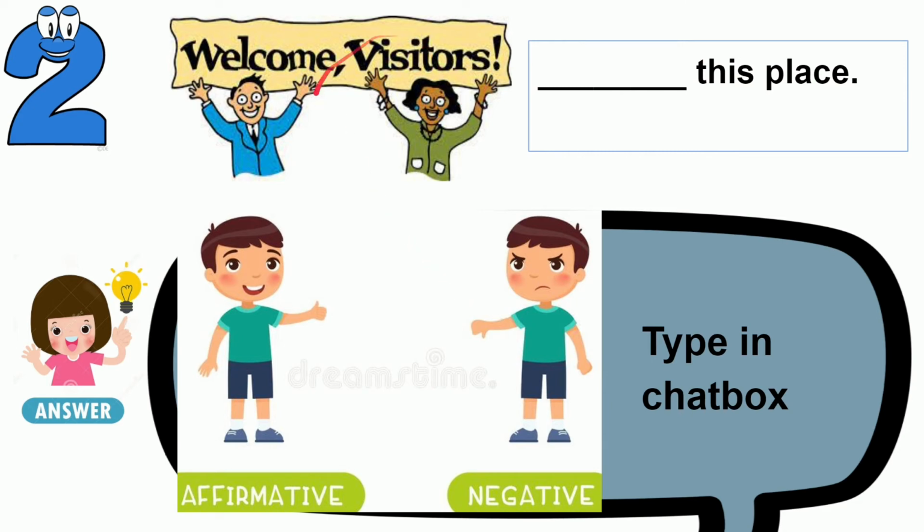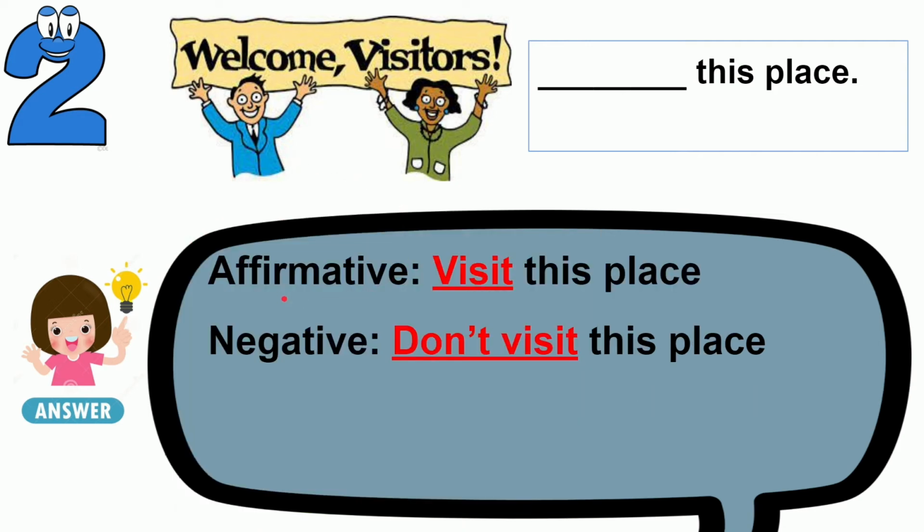Number 2, we have the pictures of welcome visitors. So what blank this place? So is it come to this place or visit this place? What are the affirmative and the negative form of this picture? Affirmative, visit this place. Negative, don't visit this place. According to this sign, which one is the correct one? Is it visit this place or don't visit this place? It is visit this place. As you can see, the picture over here says welcome. So it is in the positive form, visit this place.